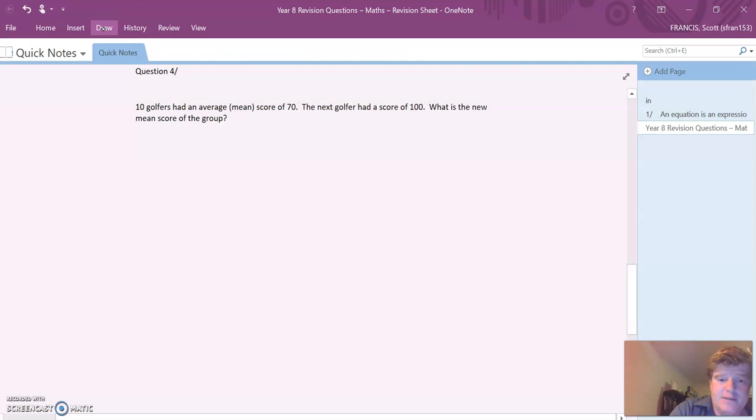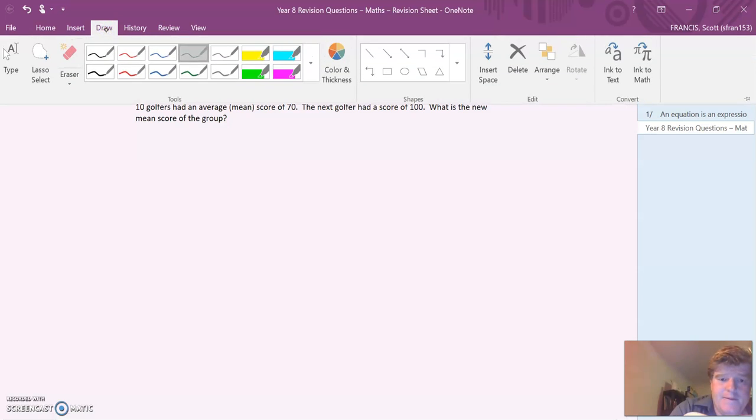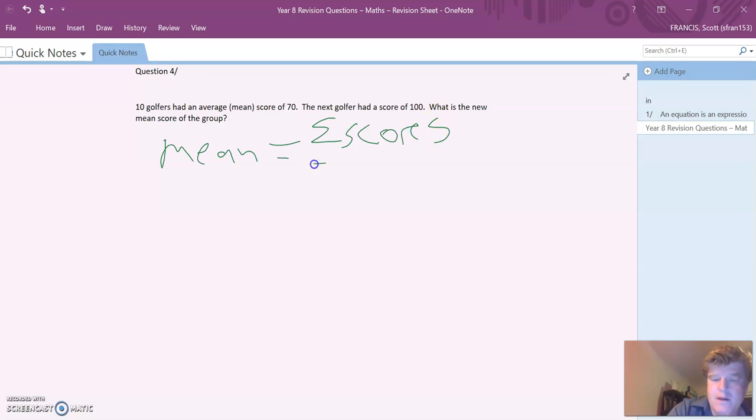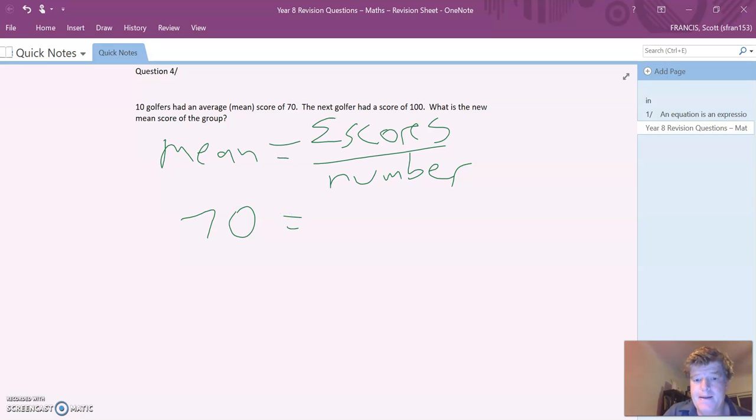Sorry, just get this right. So the mean is going to equal the sum of the scores divided by the number. So to start with, we know that the mean of 70 equals, we don't know at this stage the sum of the scores. Some of you may be able to work it out in your head, but we do know that there are 10 golfers.